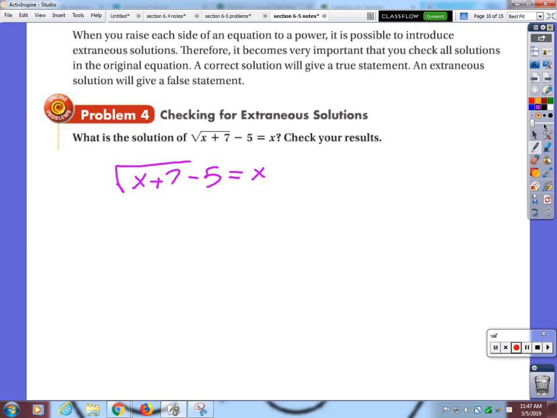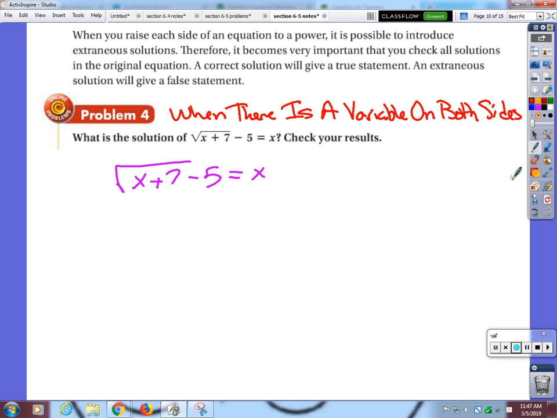So there's a variable on this side and a variable on the other side. Okay, so radical equations with a variable on both sides.